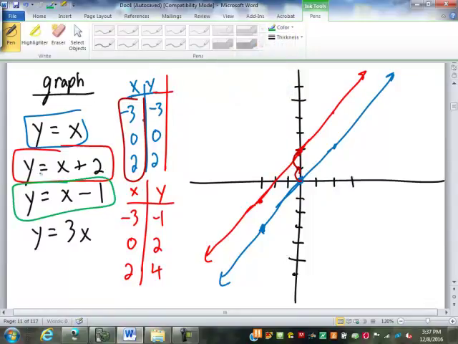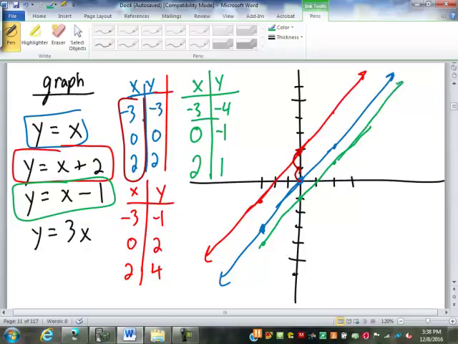For this one now, let's make a table for that. Y equals x minus 1. So if x is -3, what's y have to be? What's -3 minus 1? -4. If x is 0, what's y have to be? -1. If x is 2, 1. Perfect. So we've got -3, -4 is right there. 0, -1, and 2, 1.